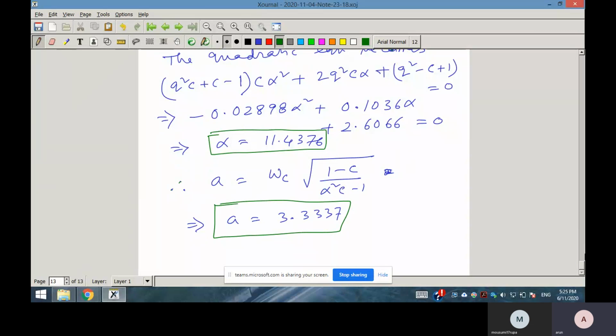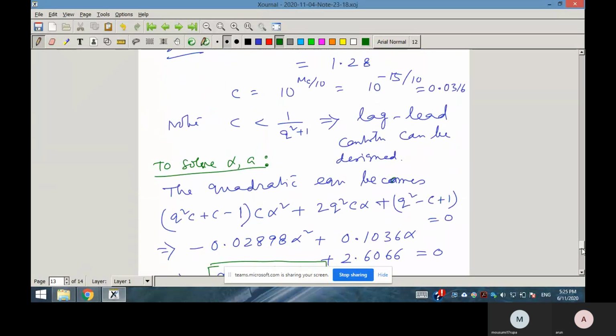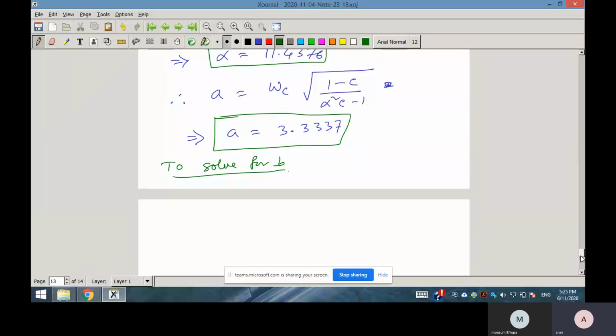Then beta will be equal to just 1 by alpha. That I am not writing, just to solve. So now which one is left to solve for? To solve for b. So only the b part is left, after solving alpha and a. So how will you solve?